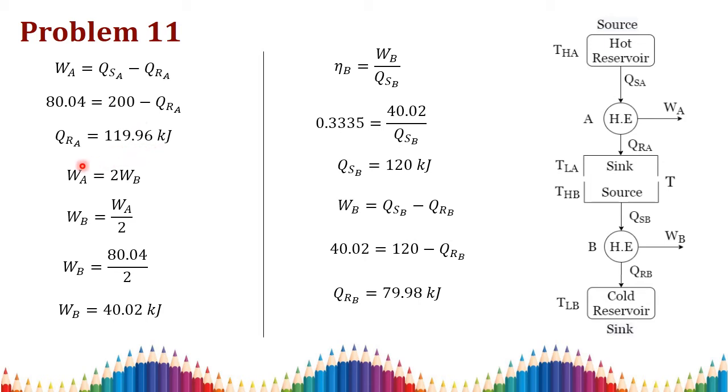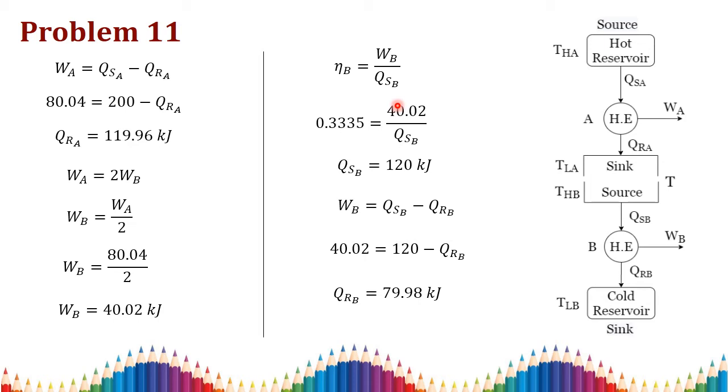So in the given condition, we know that work done of A is equal to twice the work done of B. So with this we can find work done of B. So in the next one, we can find the efficiency of B. Okay, so the efficiency of B formula will be work done of B by heat supplied. So here you can find QSB. So here this QSB is 120 kilojoule.